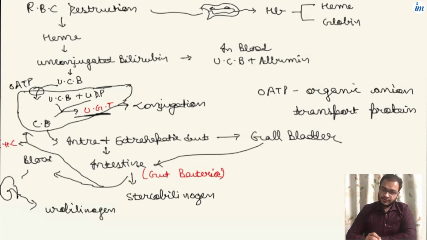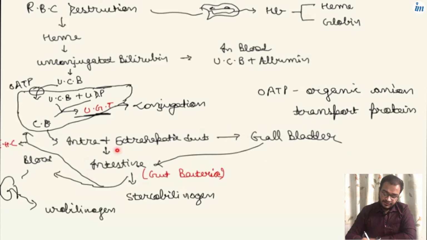After that, this conjugated bilirubin goes to the intra and extrahepatic bile ducts. First it goes to the intrahepatic and then to the extrahepatic bile ducts and gets stored in the gallbladder along with the bile. Now whenever the gallbladder contracts, when we eat food, fatty food and so on, along with that bile, it comes to the intestine.